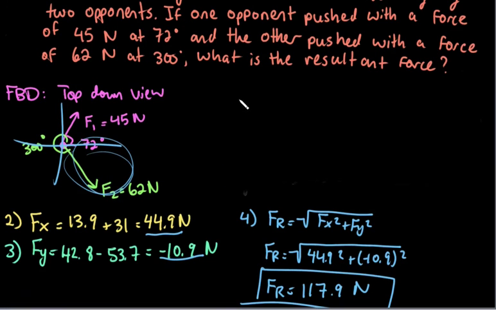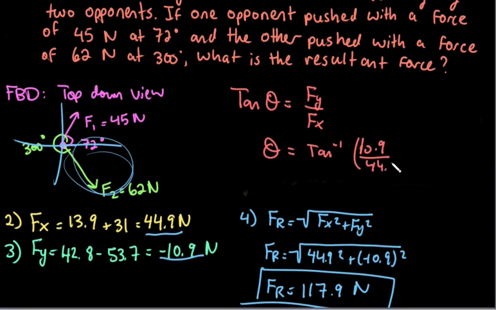So let's go ahead and calculate the angle. We're going to use tan theta is equal to our Fy over Fx. Now this is, of course, just remembering from adding vectors, and we are going to go ahead and type that in. So theta is equal to tan negative 1 of 10.9 divided by 44.9. And this gives us our angle of 13.6 degrees.